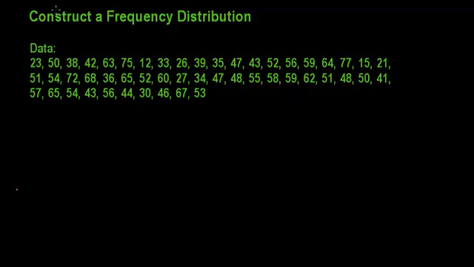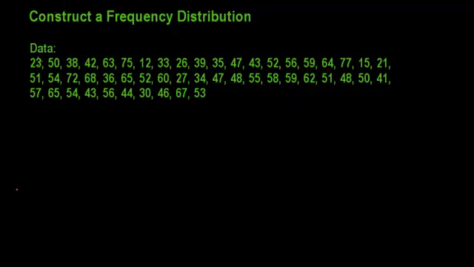When working with large sets of data, it's often helpful to organize the data in a table called a frequency distribution. Frequency distributions organize the data into classes, making the data more manageable and revealing the nature of the distribution of the data. So let's look at an example. Here we have the scores of 50 students who took an 80-point statistics exam, and we want to organize this data into a frequency distribution.